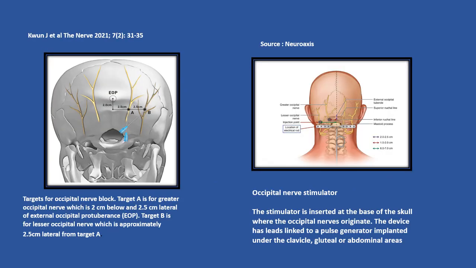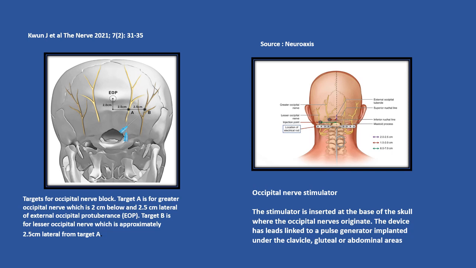Here the figure on the left shows targets for occipital nerve block. Target A is for the greater occipital nerve, which is 2 centimeters below and 2 centimeters lateral to the external occipital protuberance. Target B is for the lesser occipital nerve, which is approximately 2.5 centimeters lateral from target A.